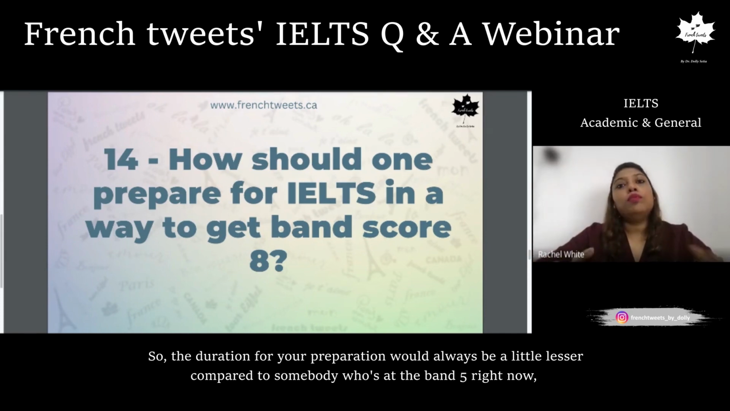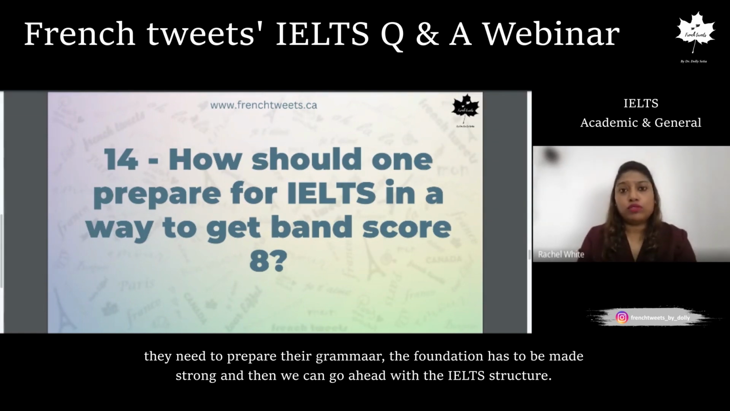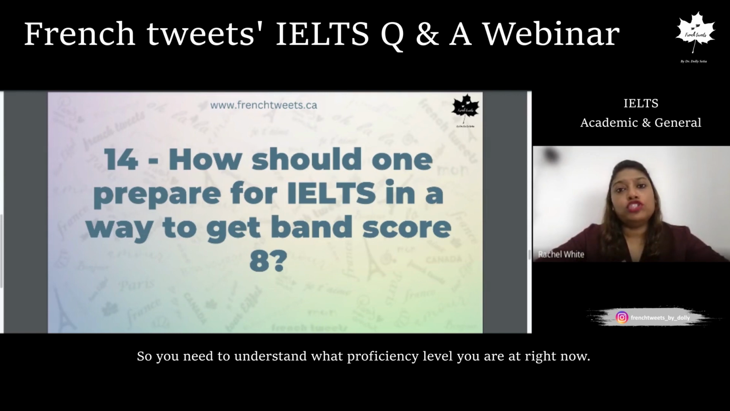So you just need to get one band better, right? So the duration for your preparation would obviously be a little less compared to somebody who's at band 5 right now. People who are at a band 5 probably need a little more attention or corrections in terms of grammar. They need to prepare the grammar, the foundation has to be made strong, and then we can go ahead with the IELTS structure. So you need to understand what proficiency level you are at right now.